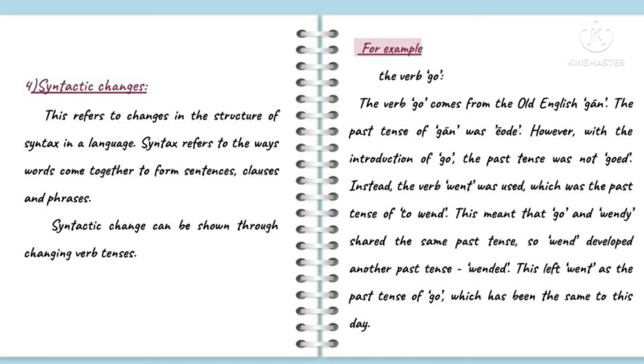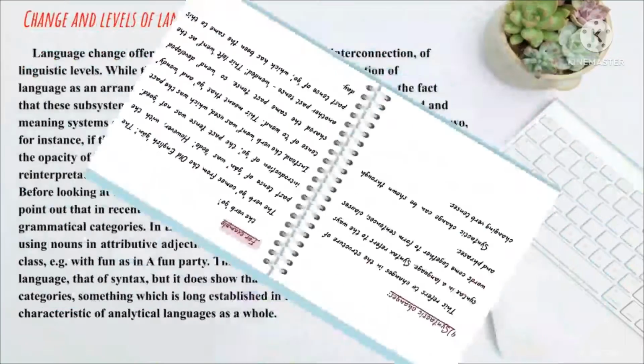The past tense of gan was eode. However, with the introduction of go, the past tense was not goed. Instead, the verb went was used, which was the past tense of to wend. This meant that go and wend shared the same past tense. So wend developed another past tense, wended. This left went as the past tense of go, which has been the same to this day.